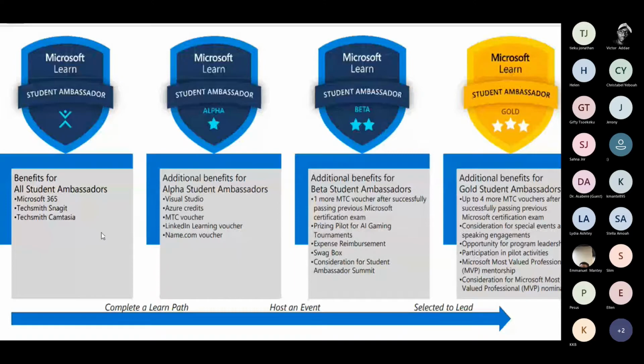So once you complete the learning part of Microsoft Learn, you'll be promoted to the Alpha section. And in the Alpha section, once you host an event and it has been approved by Microsoft, you'll be promoted to the Beta section. So that's it, and these are the benefits.